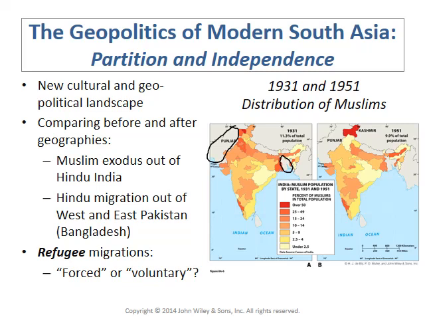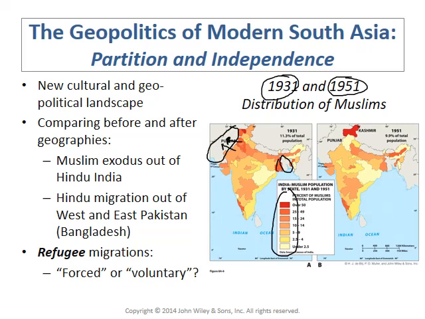But what you see in these two maps is the 1931 distribution of Muslims in this region compared to the 1951 distribution. What you see, by checking out these colors, is that the state of Rajasthan and the Punjab of India became much, much less Muslim. Essentially, there was an exodus. Those Muslims left India to go to the Muslim state of Pakistan.